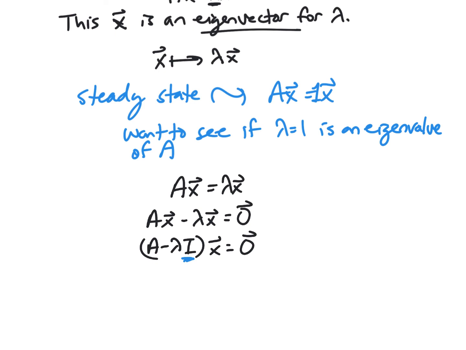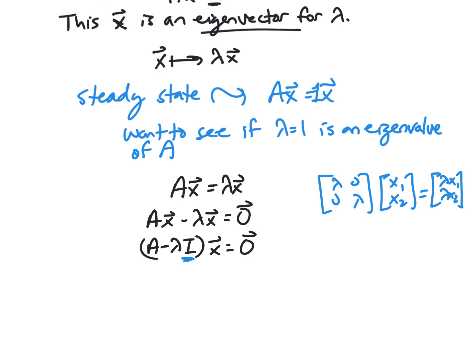What I really am doing when I multiply lambda is, if I just have lambda, 0, 0, lambda, so that's lambda I, that's what that looks like, right? And I multiply by x1, x2, what happens? I get lambda x1, lambda x2. And so lambda I x is going to equal lambda x. Okay, so that's why I'm doing that.